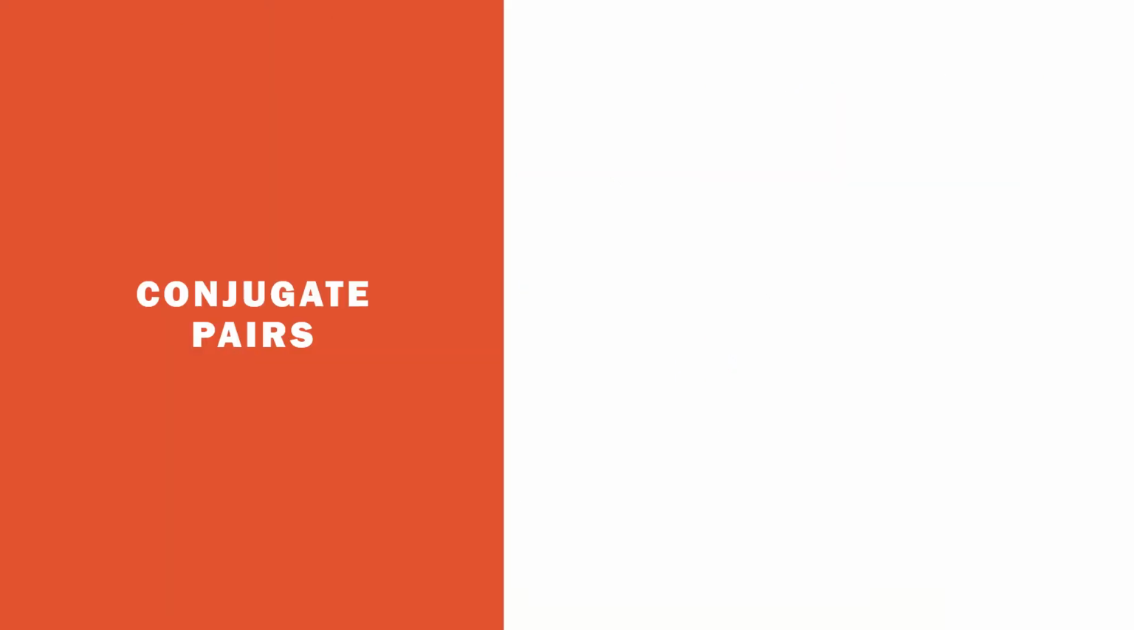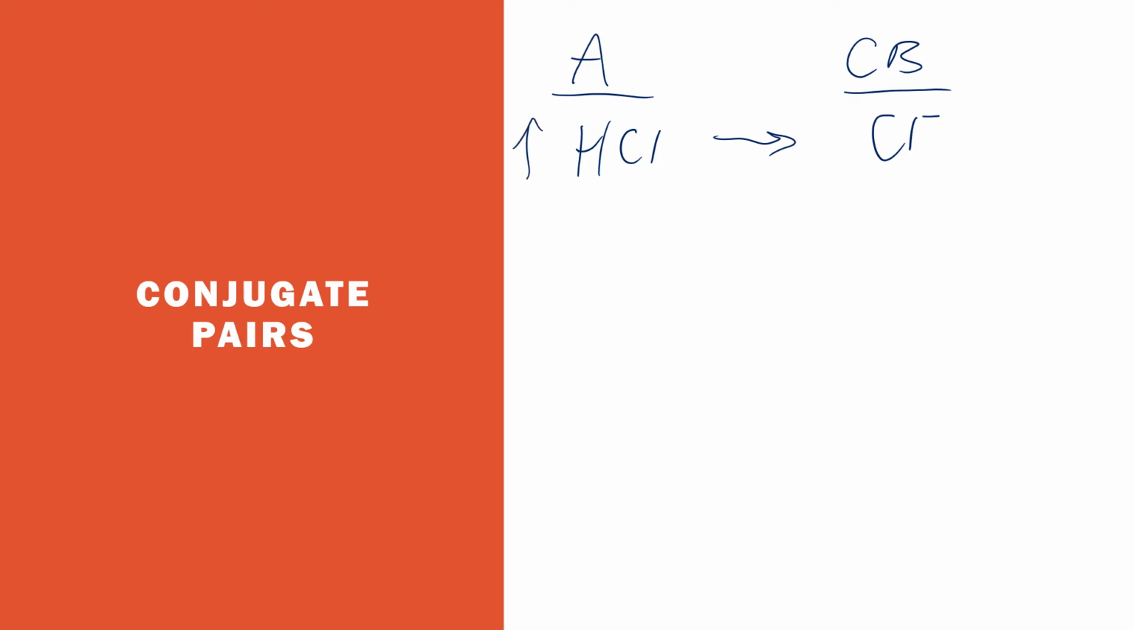Okay, we're going to talk now about conjugate pairs. So if I start out with an acid like HCl, we can form what's called a conjugate base. And a conjugate base is formed when an acid loses its hydrogen. What's left over is called the conjugate base. And the stronger the acid, the weaker the conjugate base.